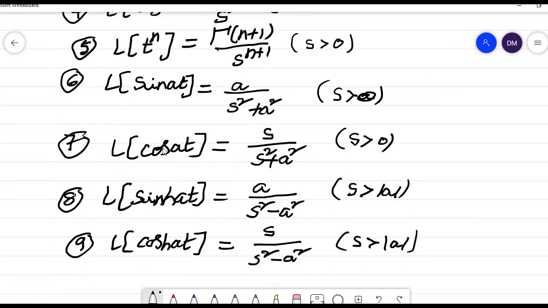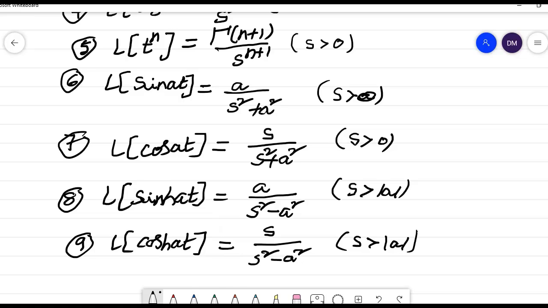L of cos at is equal to s by s square plus a square. Eighth one is L of sin hat is equal to a by s square minus a square. L of cos hat is equal to s by s square minus a square. So these are the 9 standard formulas we have in the Laplace transform of standard functions.